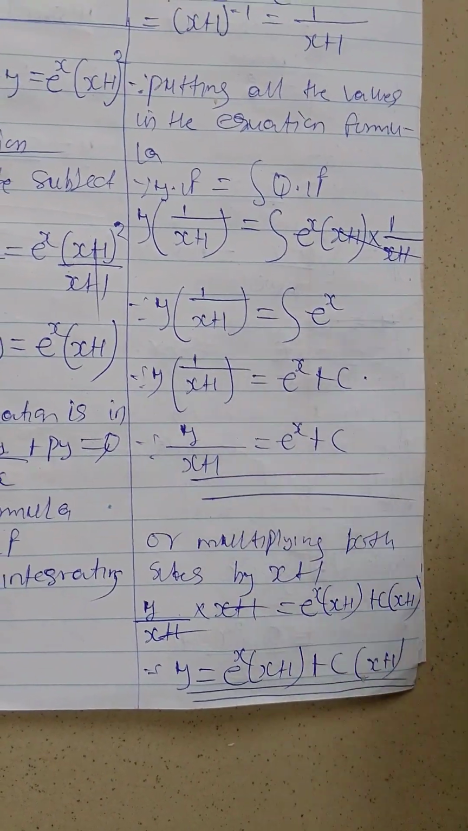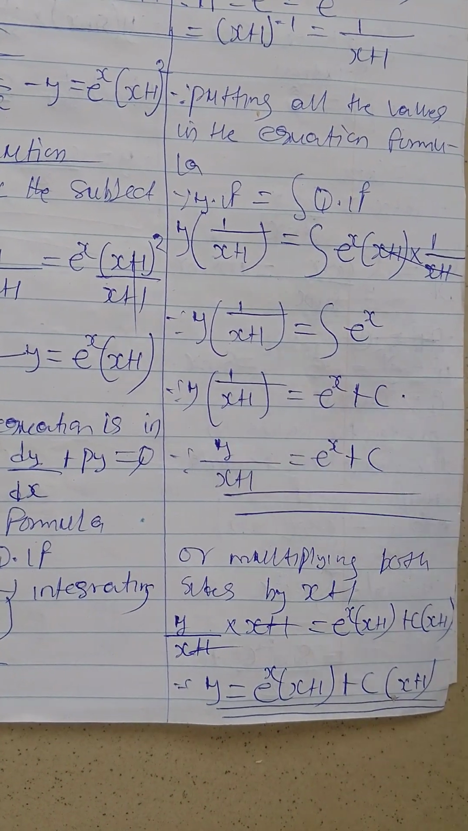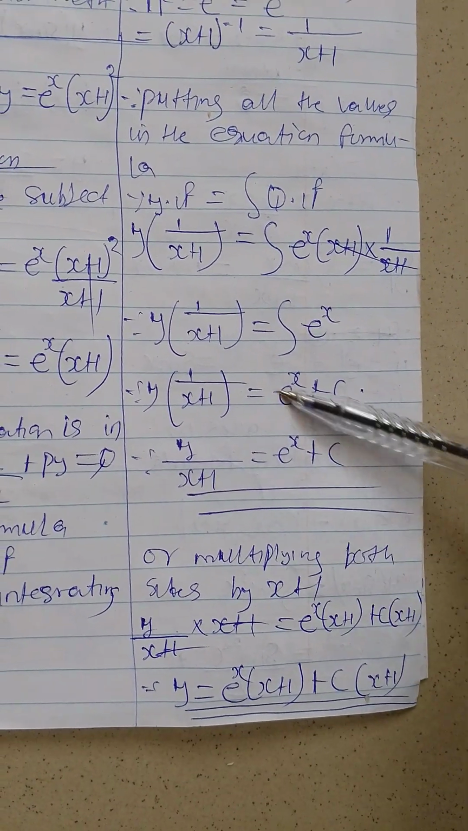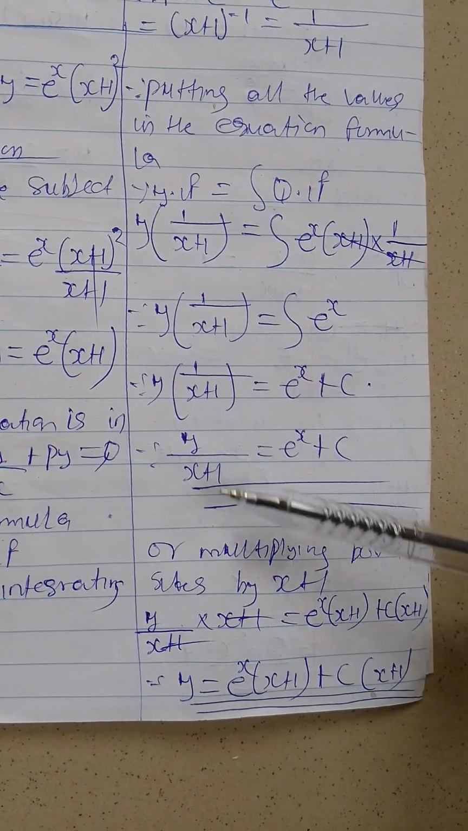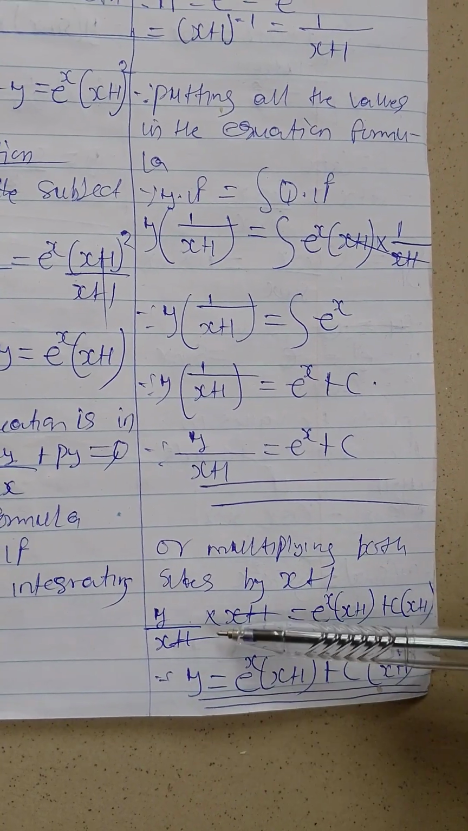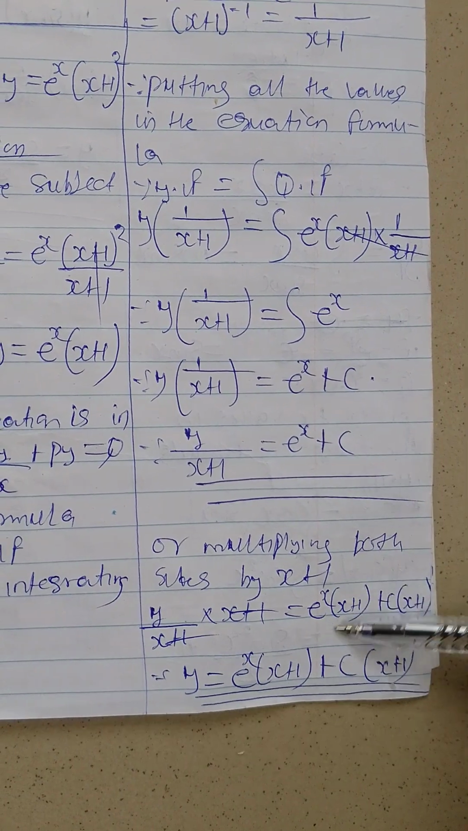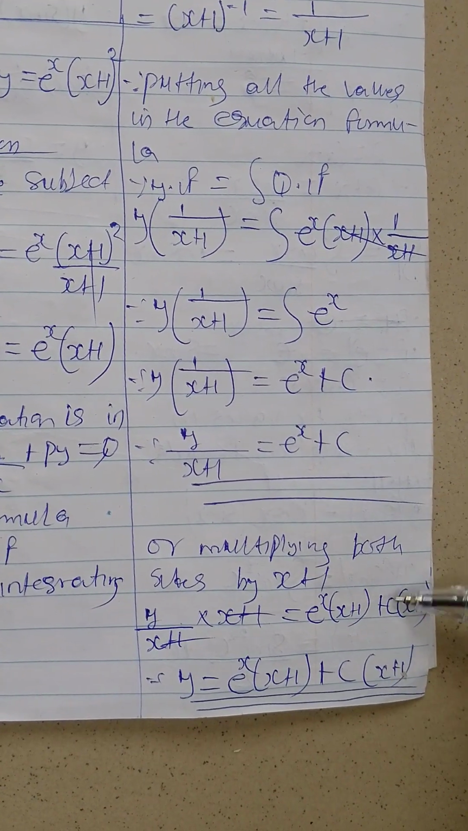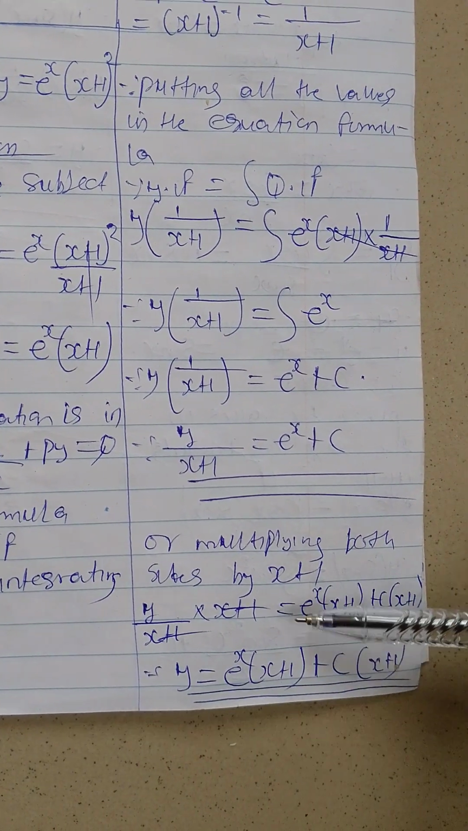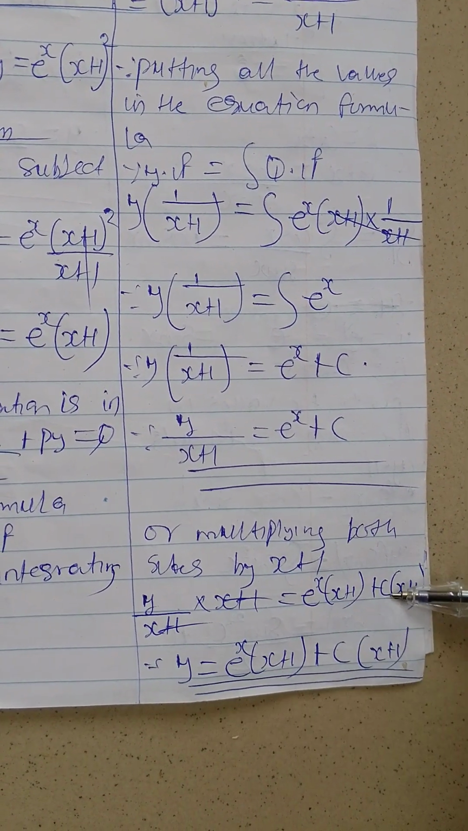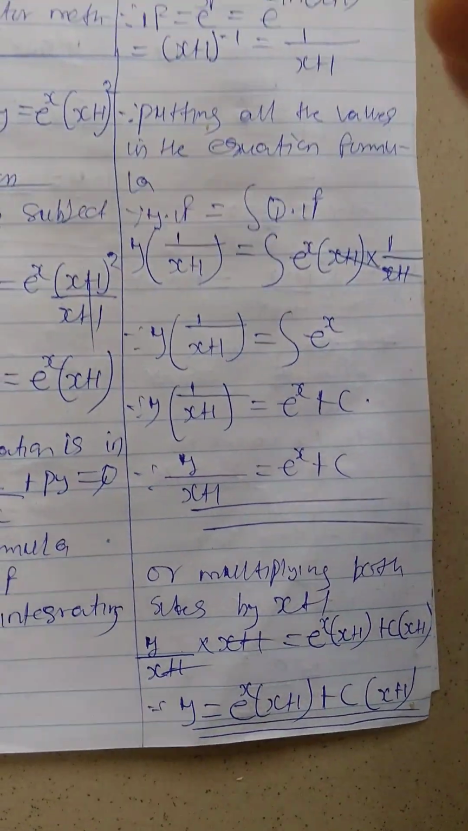Now, for me to leave my y alone, I have to multiply everything here by x plus 1, or multiplying both sides by x plus 1. If I multiply this by x plus 1, this remains only y, which is y over x plus 1 times x plus 1 is equal to e raised to power x times x plus 1 plus c times x plus 1. So this cancels out, remains only y. So y is equal to what? e raised to power x bracket x plus 1 plus c bracket x plus 1. So this is the answer. This is very, very simple.